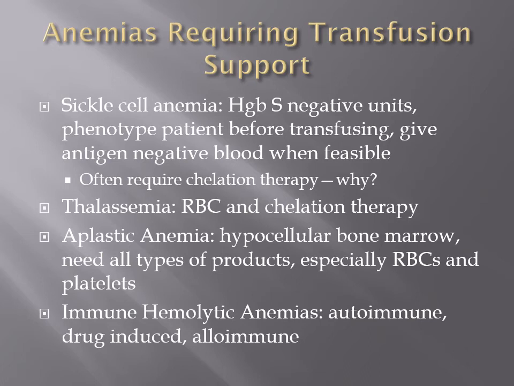With thalassemia, we're going to have RBC and chelation therapy. With aplastic anemia, we have hypocellular bone marrow. They need all types of products here, especially RBCs and platelets, based on their functionality. With immune hemolytic anemias, we have autoimmune, drug-induced, and alloimmune anemias.